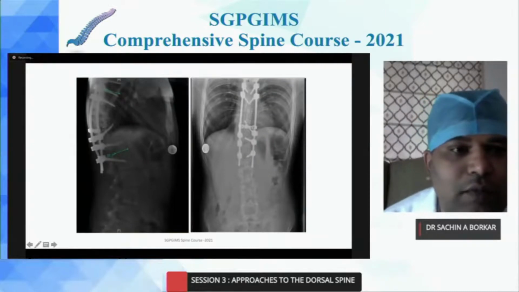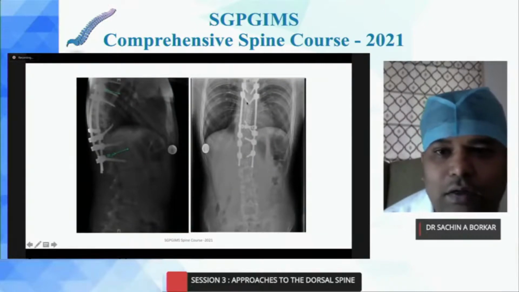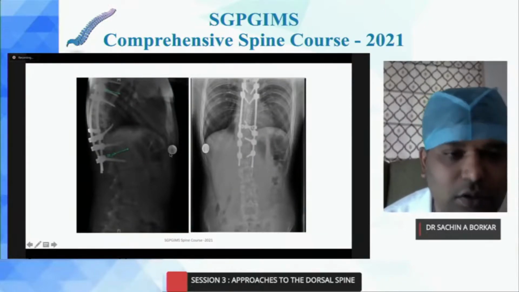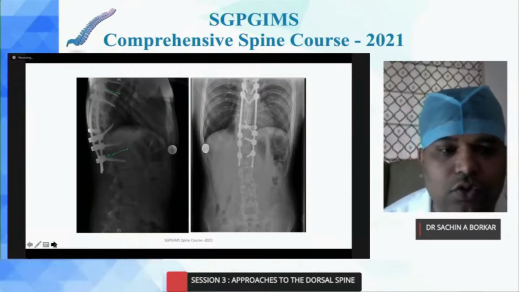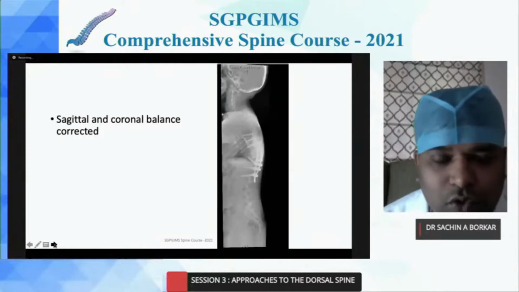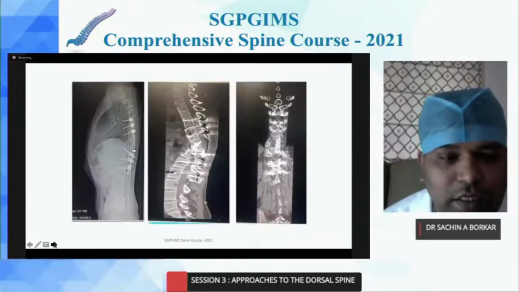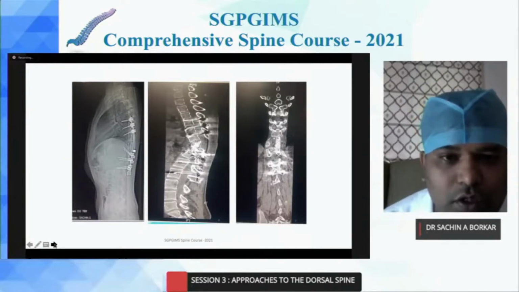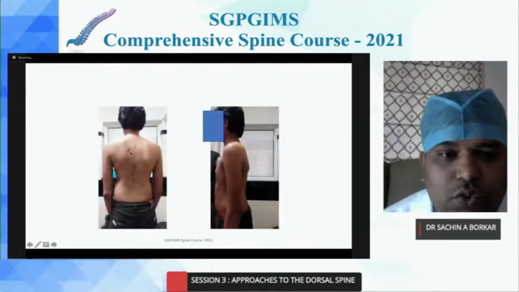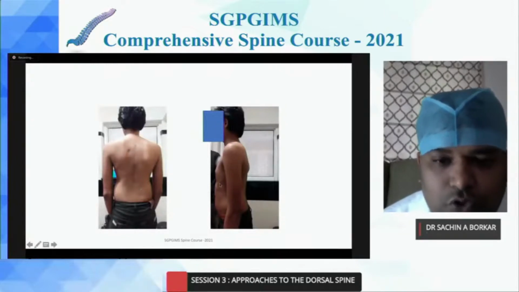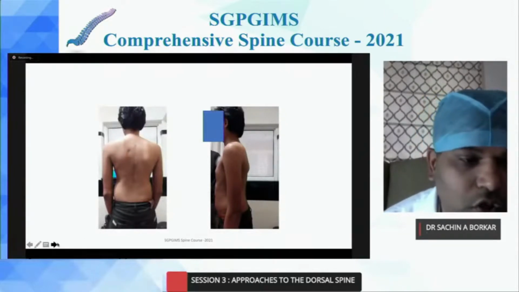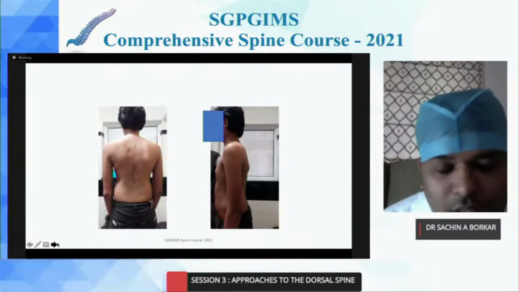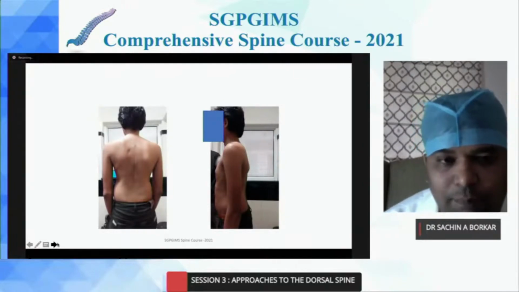We did put a mesh cage and supplemented it with a posterior fixation. So from 86-degree, we corrected the kyphosis to 35 degrees. All the sagittal and coronal balance was corrected. This was the post-operative CT, well decompressed cord and well aligned. And these were the two incisions, one transthoracic, one is a posterior midline. The kyphosis is gone. So you have to tailor your approach as per the patient as well as your convenience.